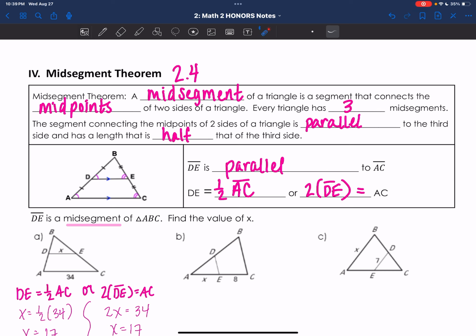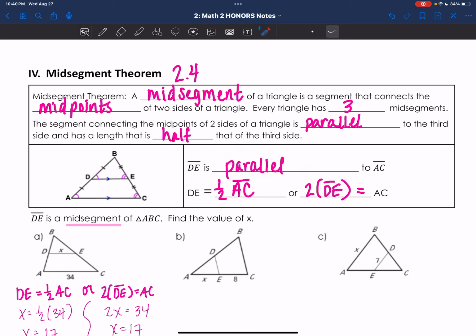So if we were to look at this side, this point is the midpoint because those two are congruent. If we look on this side, this point is the midpoint because it shows these two are congruent. So what that means is your midsegment is right here, and this line is parallel to that line, across from it, the side that doesn't have the midpoint connected to it. So when you're looking at this, DE is parallel to AC.